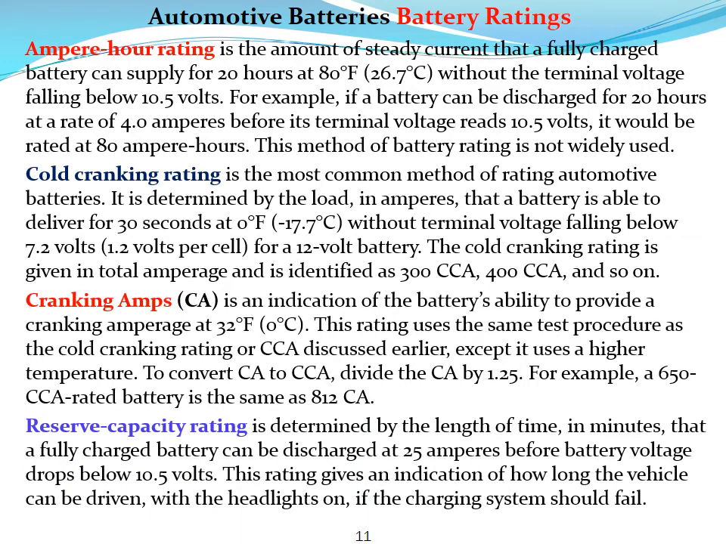The safe capacity rating is determined by the length of time in minutes that a fully charged battery can be discharged at 25 amperes before battery voltage drops below 10.5 volts. This rating gives an indication of how long the vehicle can be driven with the headlights on if the charging system should fail.